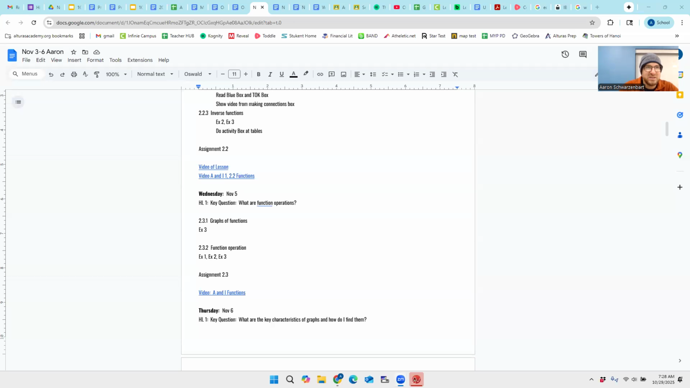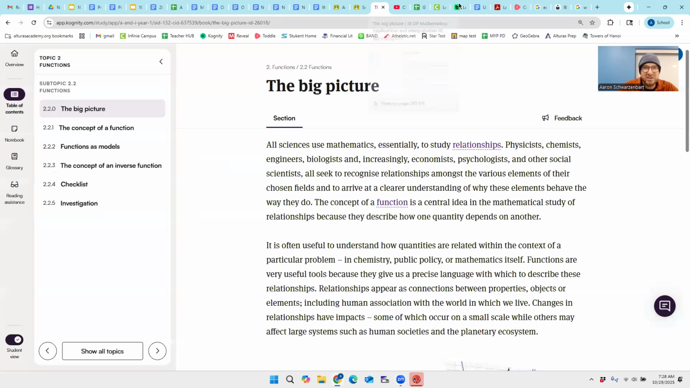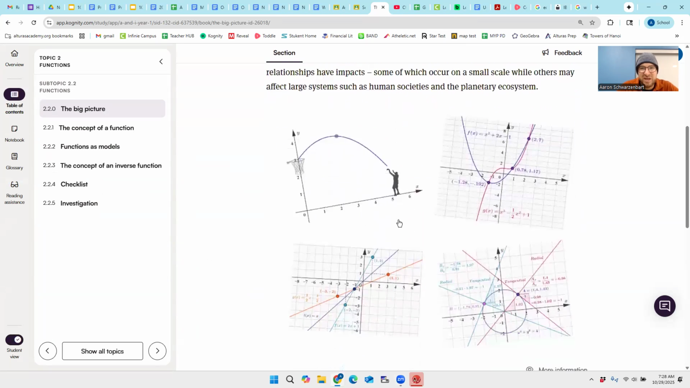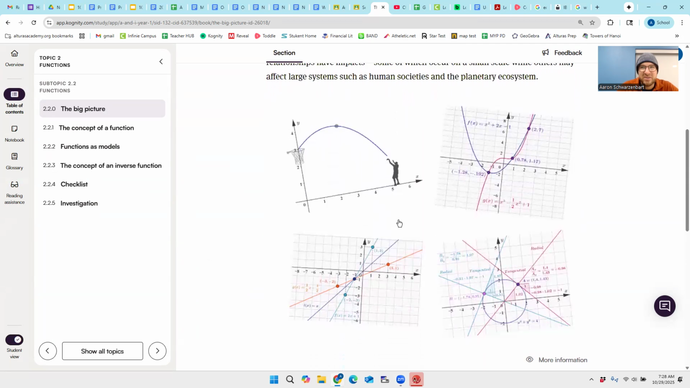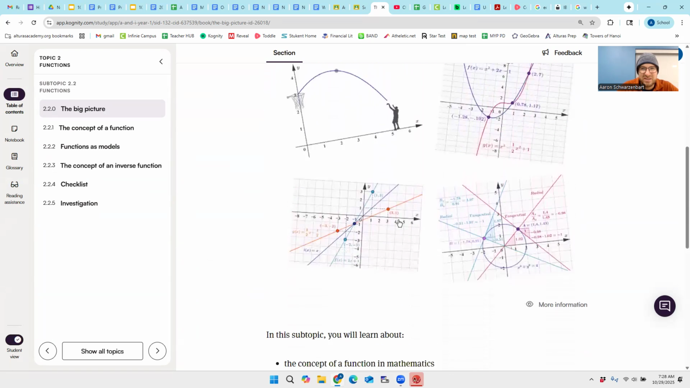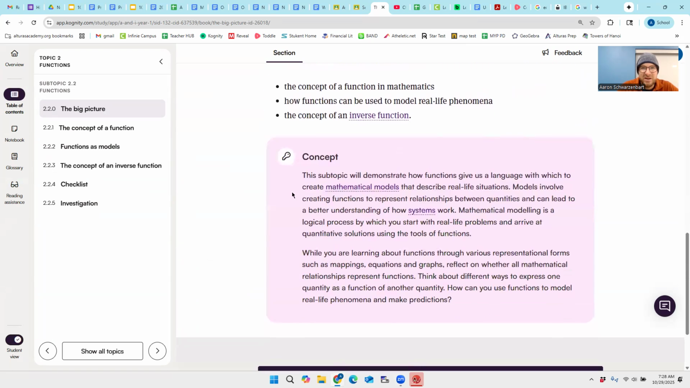Okay, this is section 2.2 on functions. Functions are a central idea of math. You understand that functions pass the vertical line test: for each x, there's only one y.